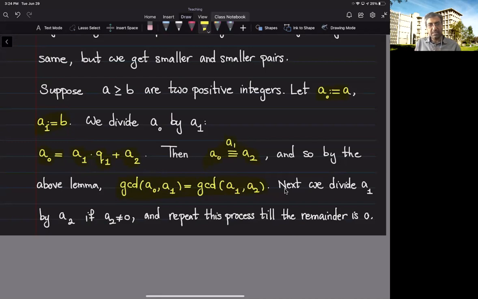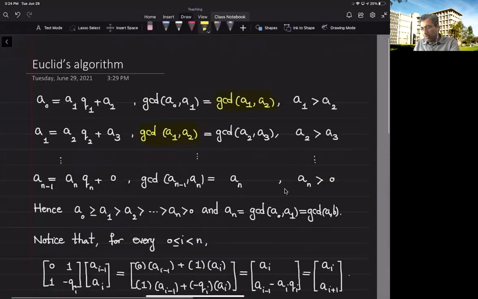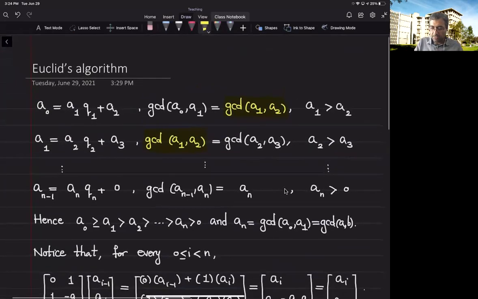Okay, let's go through these steps a bit slower. Again, we divide a sub 1 by a sub 2, assuming that a sub 2 is not 0. And we repeat this till we get 0 as the remainder. Altogether, what did we get? We have the sequence of numbers. a sub 0 is a sub 1 times the quotient plus the remainder. Then we divide a sub 1 by a sub 2. We get a sub 1 is a sub 2 times this quotient plus the new remainder. And we continue till we get to the 0 remainder.